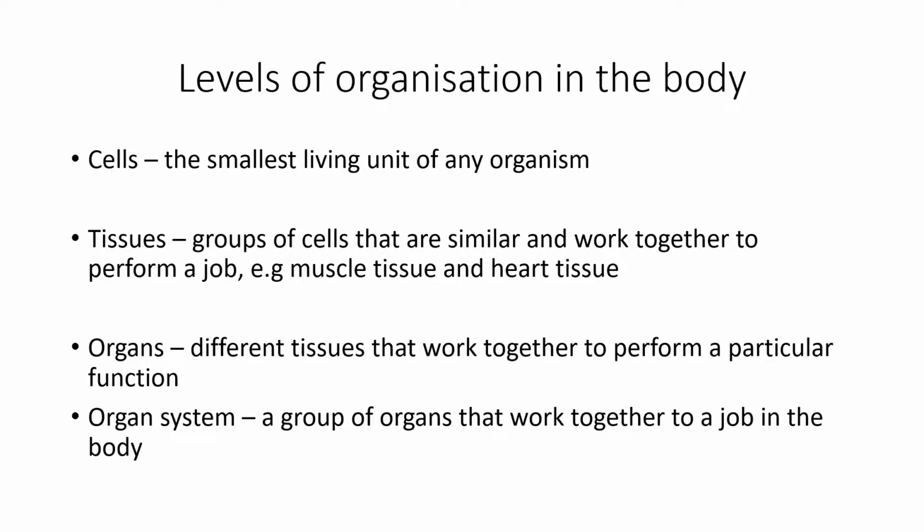Organs, so again, we'll talk about those a bit more later. Organs are different tissues that work together to perform a particular function. And an organ system is a group of organs that work together to do a job in the body. So that's our final aim, to explain the organ system. That's a good slide to copy because these are good definitions I've written out here. Always recap all these key words before we move on to anything else.